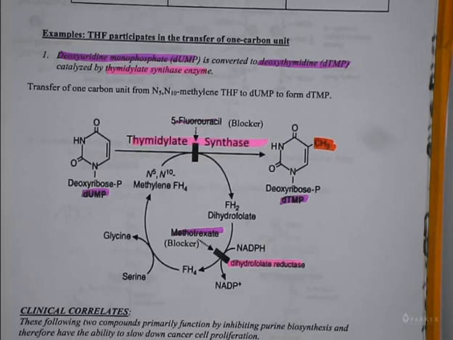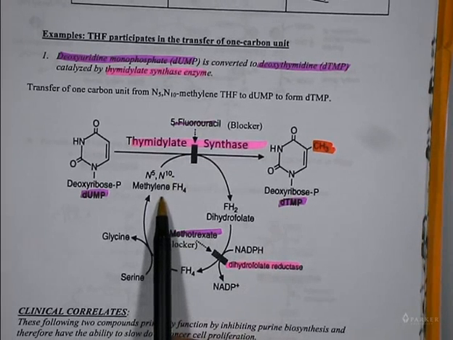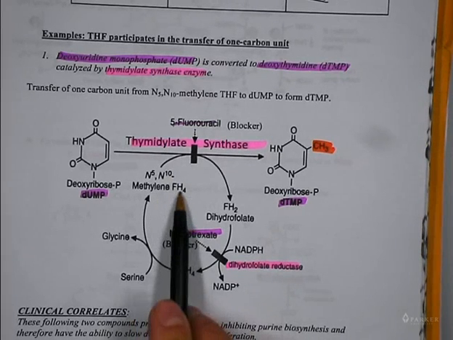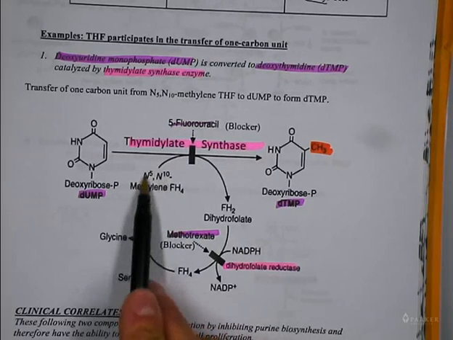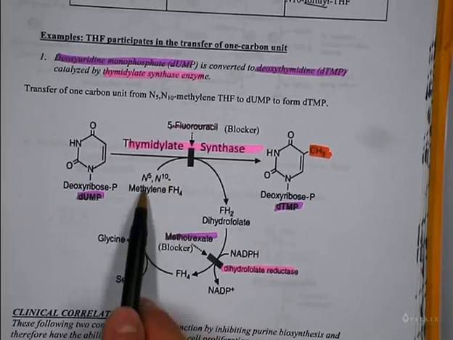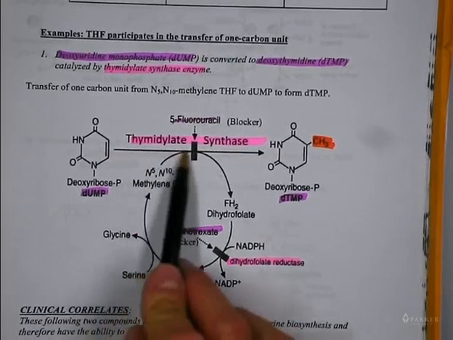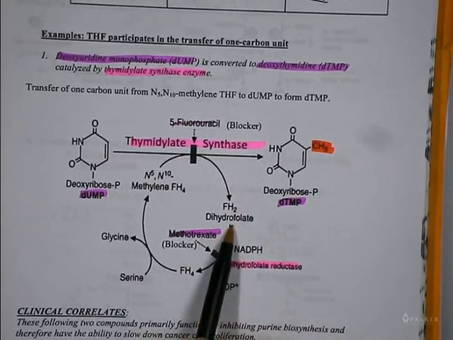In the process, you go from a methylated, or one-carbon-carrying, THF or FH4. It's carrying it at the N5 and N10 position. It's going to roll through this. It's going to donate the methyl group, and it's just going to become dihydrofolate.